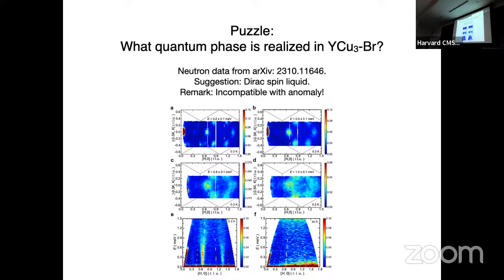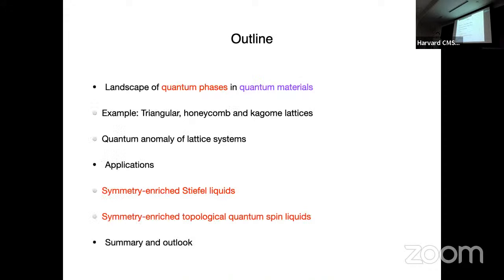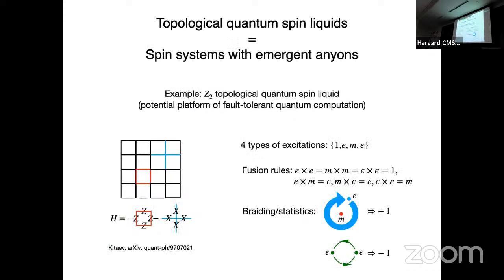Okay, so these are the applications of gapless states. Now let me also use the last 10 minutes to apply to the gapless states. So to apply to gapless spin liquids, gapless spin liquids are essentially gapless spin systems with emergent anyons. For example, we can look at this solvable Hamiltonian of the toric code. It's on the square lattice. Its Hamiltonian is written this way.